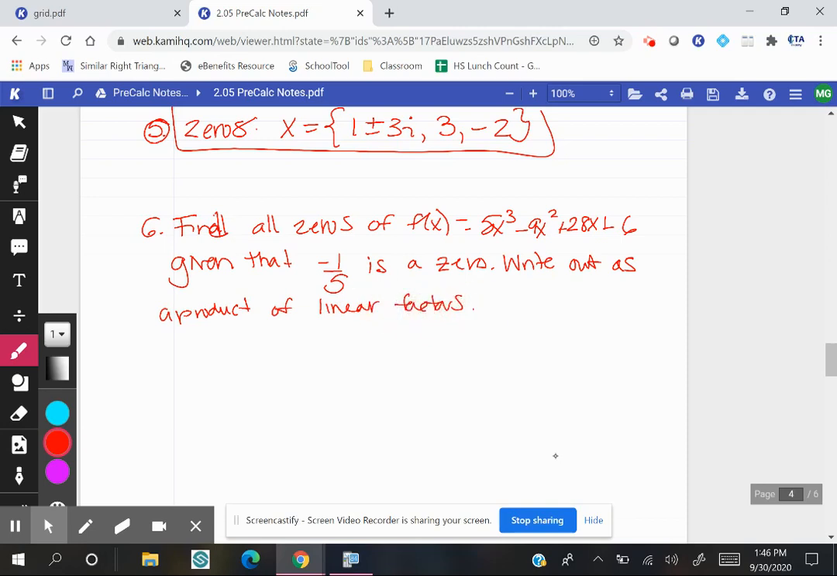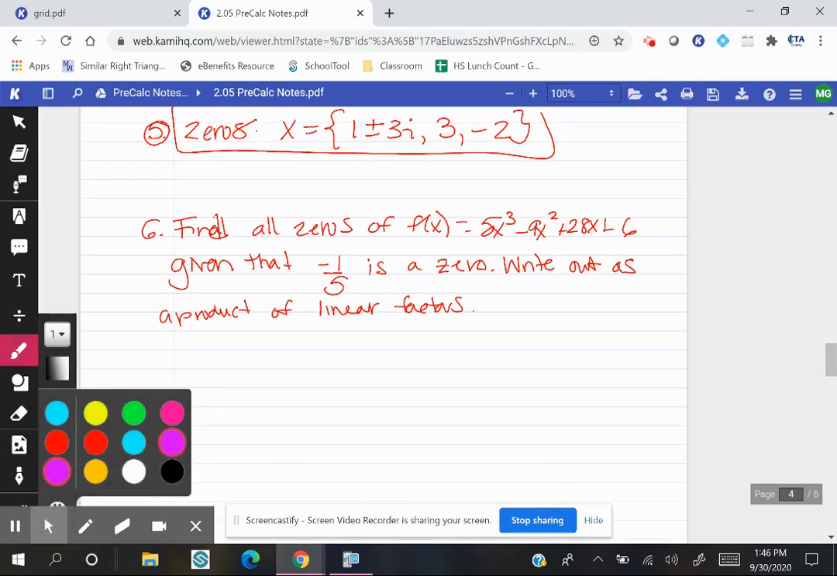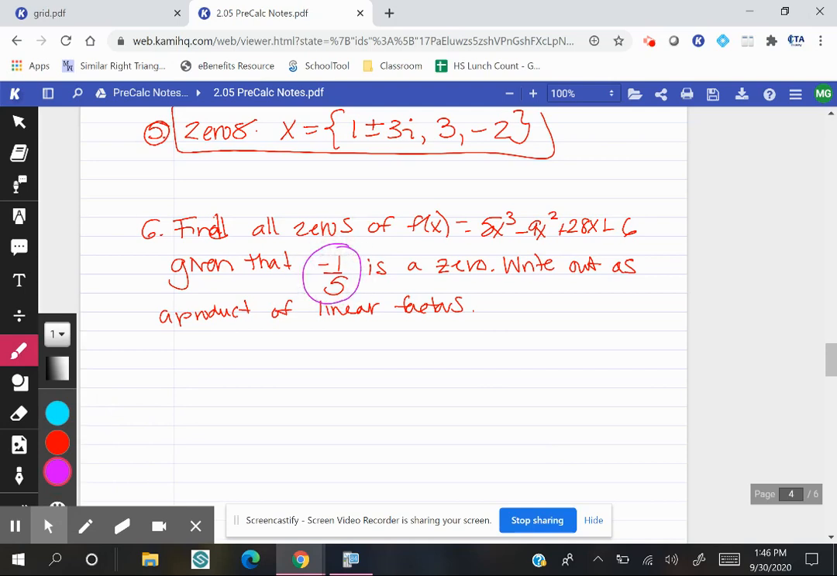Okay, so for this one, since I'm given negative 1/5 is my root or my 0, I can actually just start with synthetic division because I have just a constant there that is my 0. So technically my factor is x plus 1/5. And we can write that a little bit nicer too. We can write it as 5x plus 1.